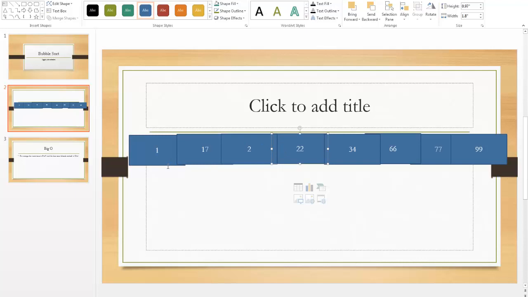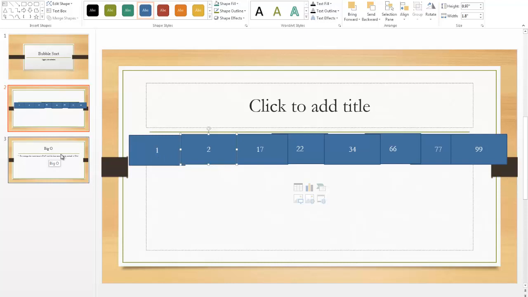Again, I run the algorithm again. 1 and 17, those do not need to be swapped. 17 and 2 do need to be swapped. So again, 17 gets swapped with 2 because 17 is greater than 2. And then I know all these are in order, so then I run the algorithm one last time. Is 1 less than 2? Yes, it is, so I don't swap that. And my array is completely sorted with 1, 2, 17, 22, 34, 66, 77, and 99.